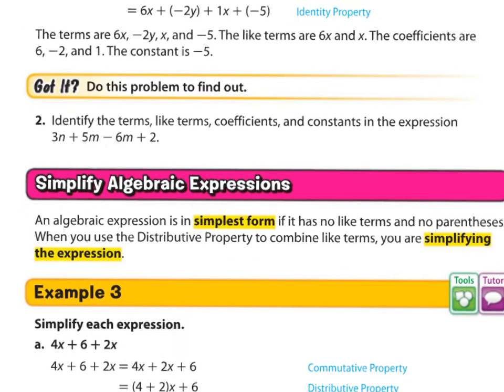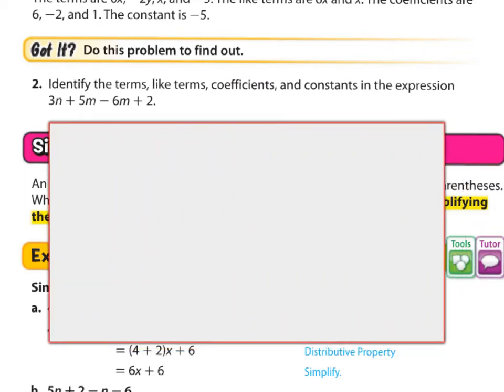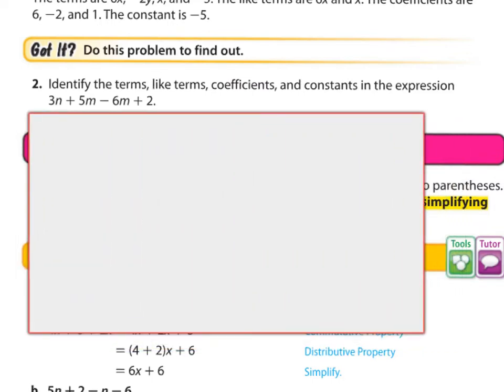Now we don't have to use addition, but go ahead, pause the video, and try this one on your own. Pause now. Okay, I hope you paused the video. Now let's see. We have 3n plus 5m minus 6m plus 2. We can say that we have 3n. It has no like term. 5m and negative 6m are like terms, and 2 is our constant. So we will put this one as our constant.